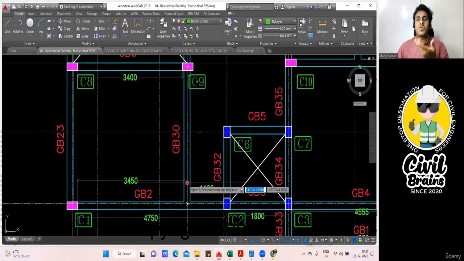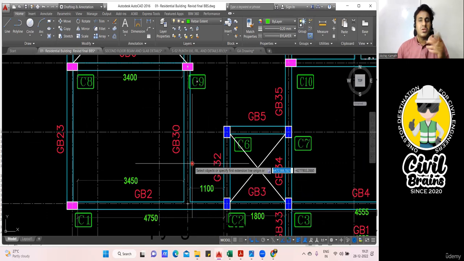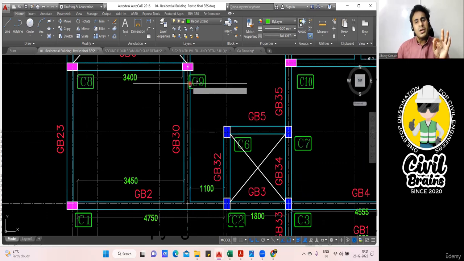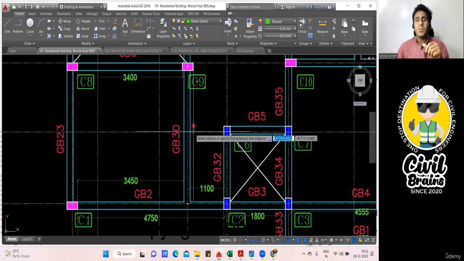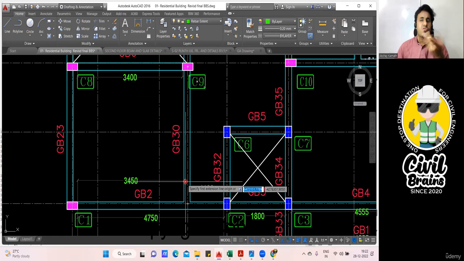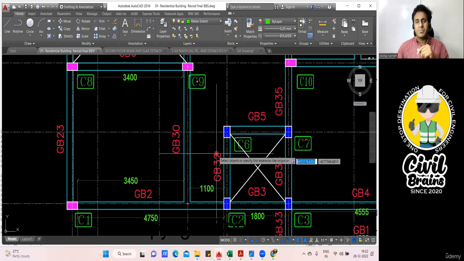But again, if you deduct 40-40 on both sides, it doesn't matter. I told you 25 and 40, how much difference? 15 mm difference, nothing will happen. I'm telling you the more accurate way. But if you feel, sir, we don't have to be so accurate, no problem. On both sides, you take it as 40-40 and do the calculation. Nothing will happen.